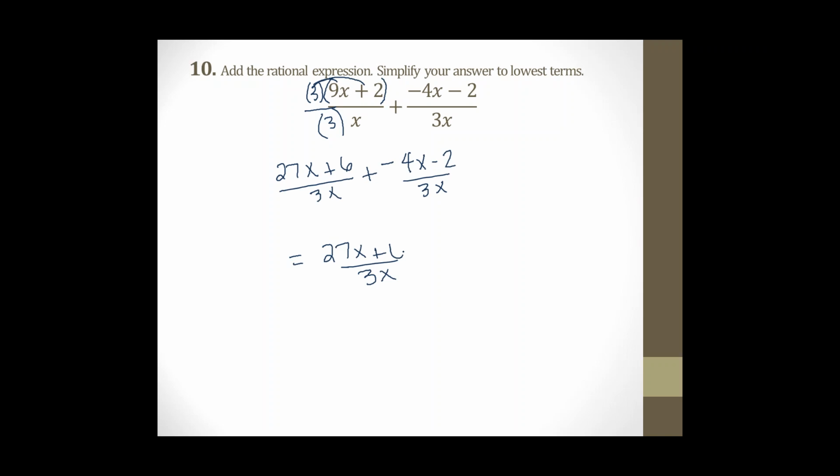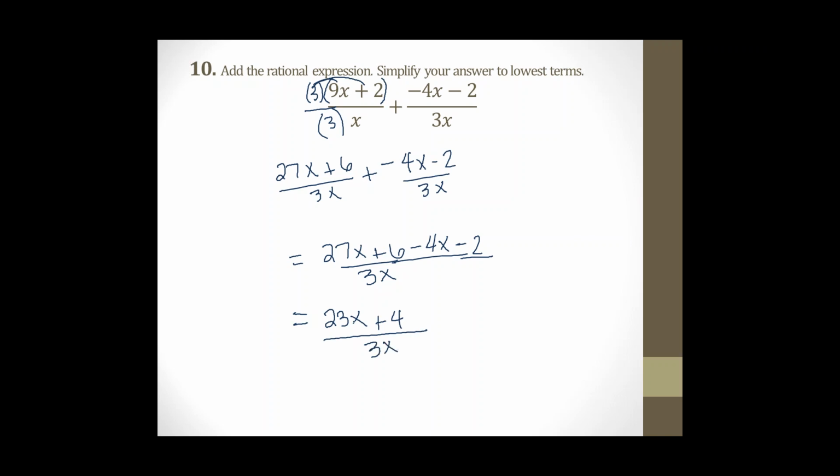27x plus 6 plus a negative, it's just minus 4x minus 2. So I'm going to combine like terms and simplify. So 27x minus 4x is going to be 23x. 6 minus 2 is 4, all divided by 3x.